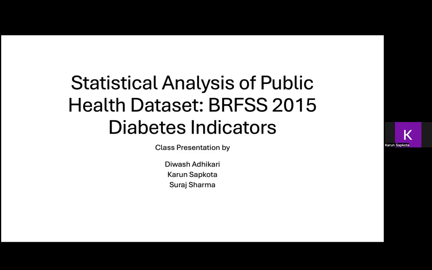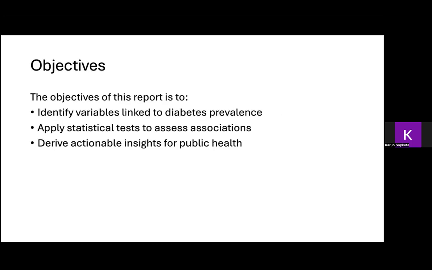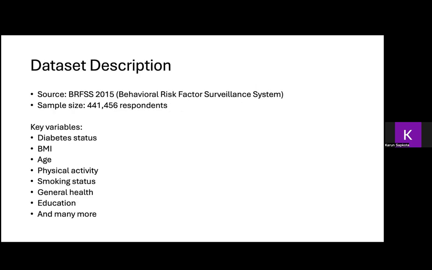Firstly, starting with objectives. The objectives of our report are threefold: to identify variables linked to diabetes prevalence, to apply statistical tests to assess associations, and also to derive actionable insights that can support public health. Jumping into data and variables.